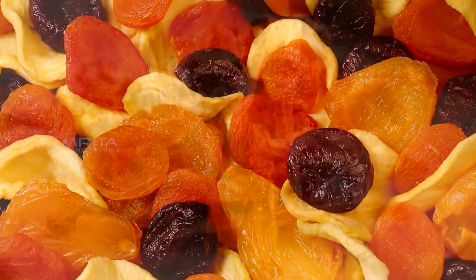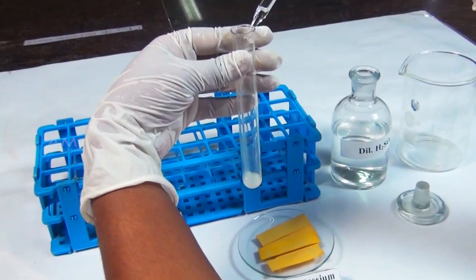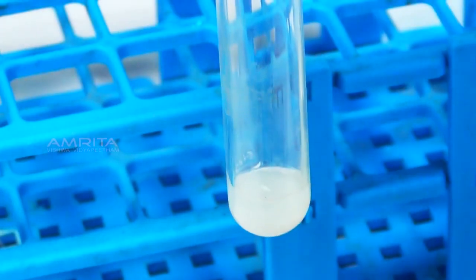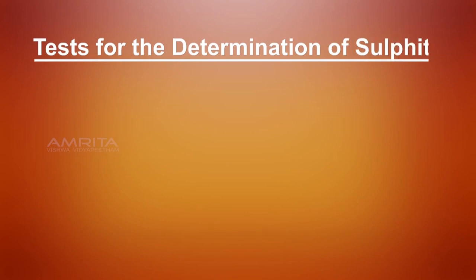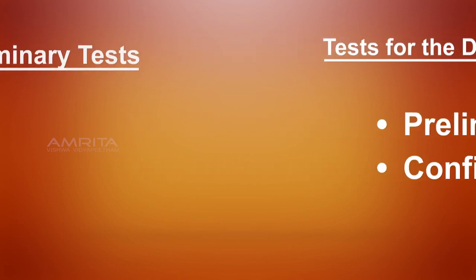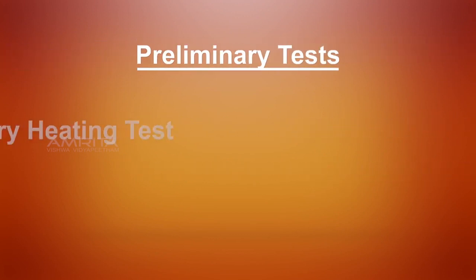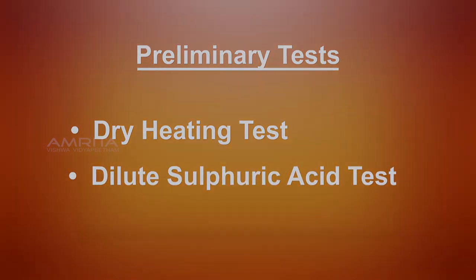Sulphites are often used as preservatives in dried fruits, preserved radish, and dried potato products. Our aim here is to test the presence of sulphite ion in a given salt. The tests to determine the presence of sulphite ion are preliminary tests and confirmatory tests. The preliminary tests are dry heating test and dilute sulphuric acid test.